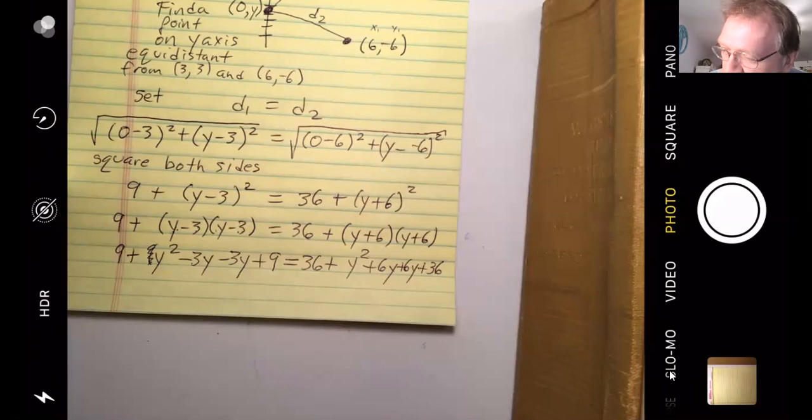It's just now a matter of combining. I mean, you can play it any way you want. There's a million ways to combine the terms. I'm just going to work on each side, getting it down as simple as I can, and then I'm going to move all the pieces from the right to the left. All right, so over here, I've got a y squared. A negative 3y minus 3y is a negative 6y. And 9 plus 9 is 18.